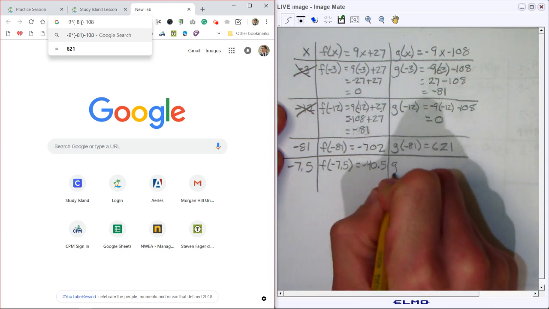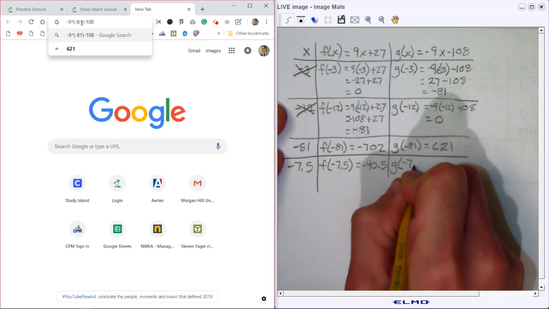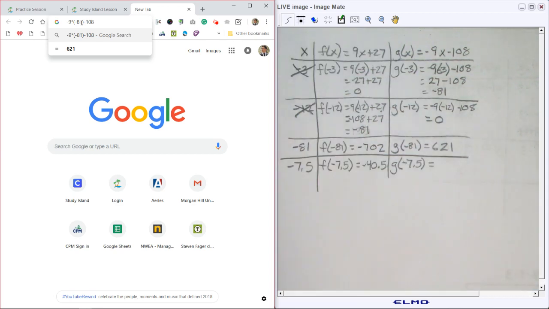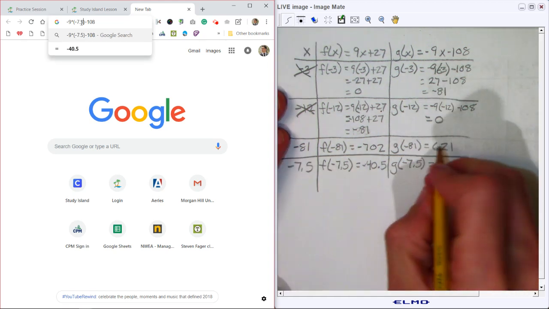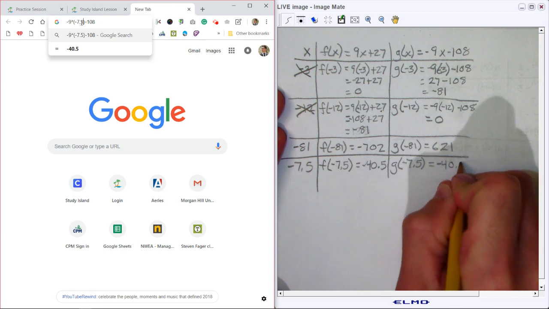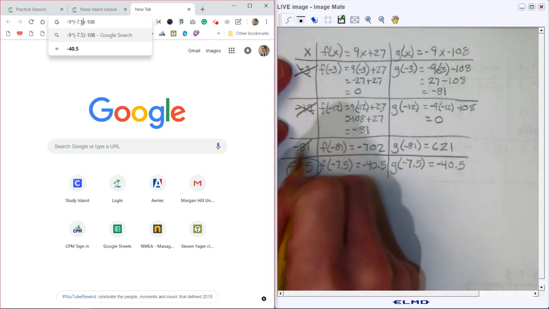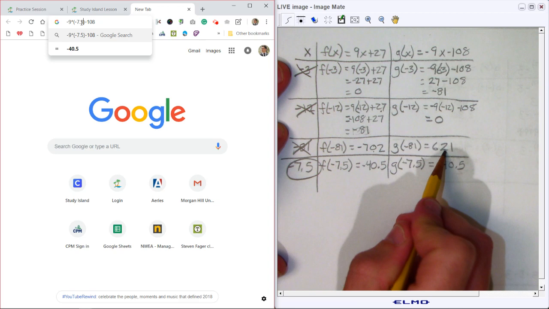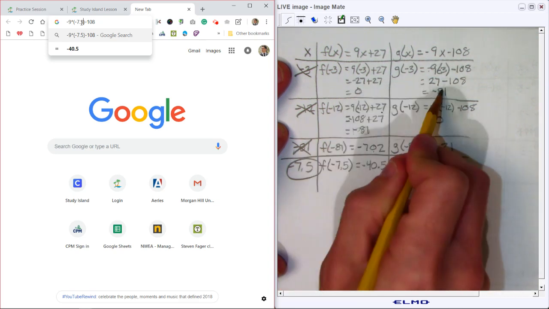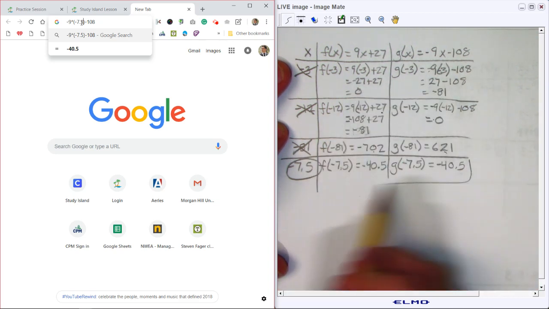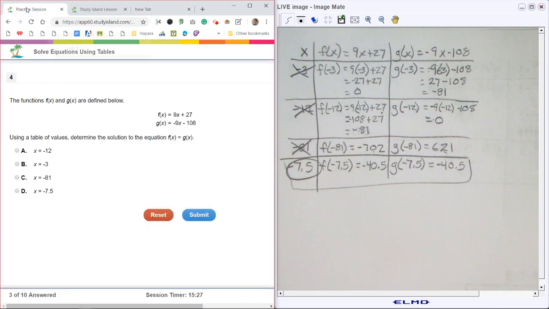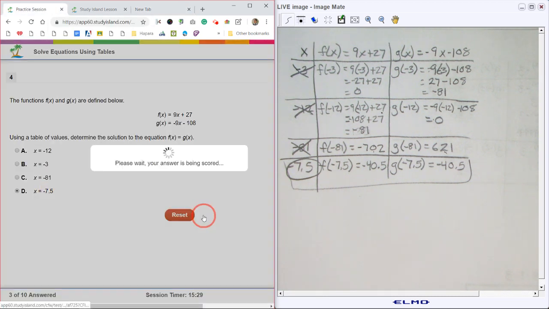And last but not least, g of -7.5 is equal to, this had better be the right answer or we did something wrong. There it is, -40.5. So this is our right answer. All these other ones had different outputs. Not the same, not the same, not the same. So this is the correct answer. So we go back and we say, okay, -7.5.